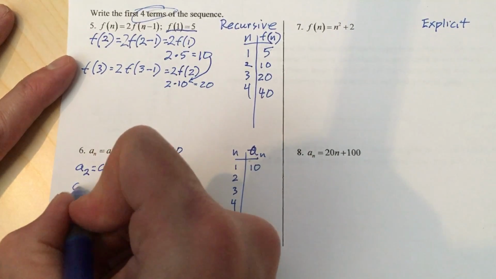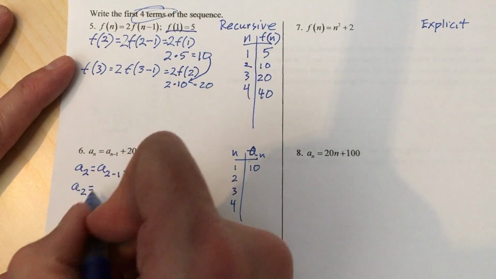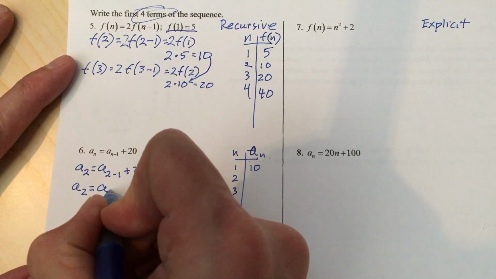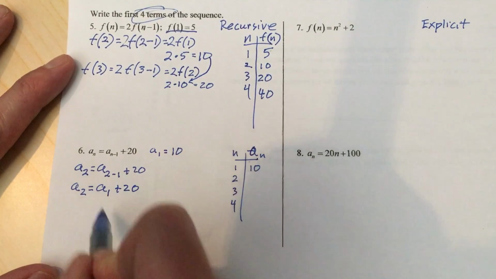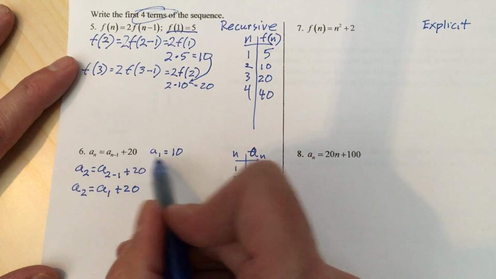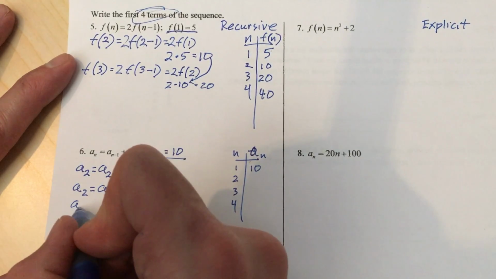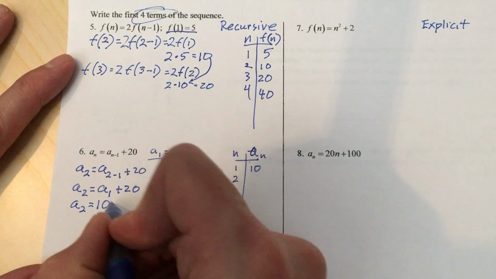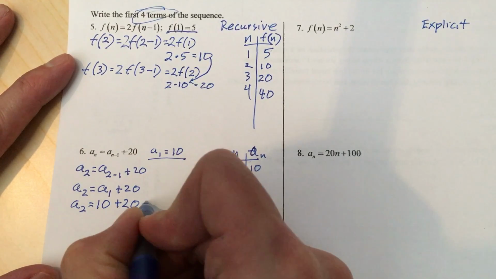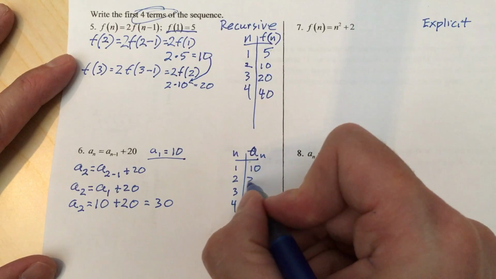Okay, well, a sub 2 equals, well, what is 2 minus 1? It's 1. So we know it's a sub 1. 2 minus 1 is 1, so a sub 1 plus 20. Well, do we know what a sub 1 is? Yeah, look up here. It's given to you right here. So a sub 1 equals 10, so we're going to substitute in 10 for a sub 1 plus 20, and that equals 30. So we're going to say 30.